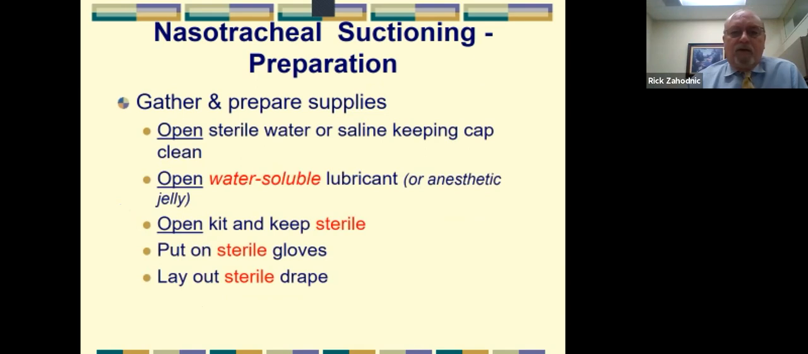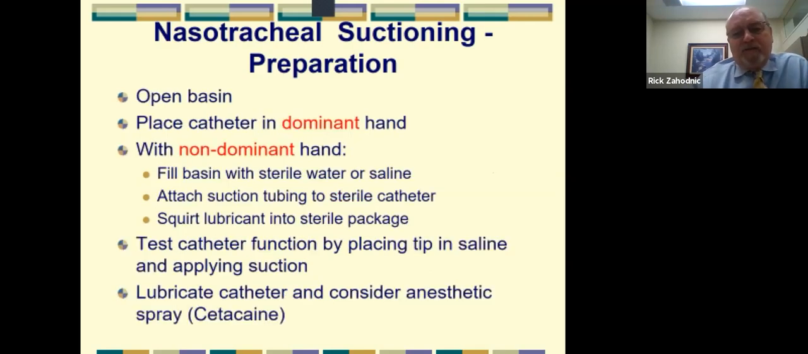We'll open our sterile water or sterile saline, keeping the cap in a clean position. Open any lubricant if necessary. Open the kit in a sterile fashion, putting on sterile gloves and the sterile drape. Open the basin. Place the catheter in the dominant hand with the non-dominant hand. Now, once we have two sterile gloves on, once we make one sterile, the other one, the non-dominant hand, typically becomes the one that we're going to use to touch non-sterile things.